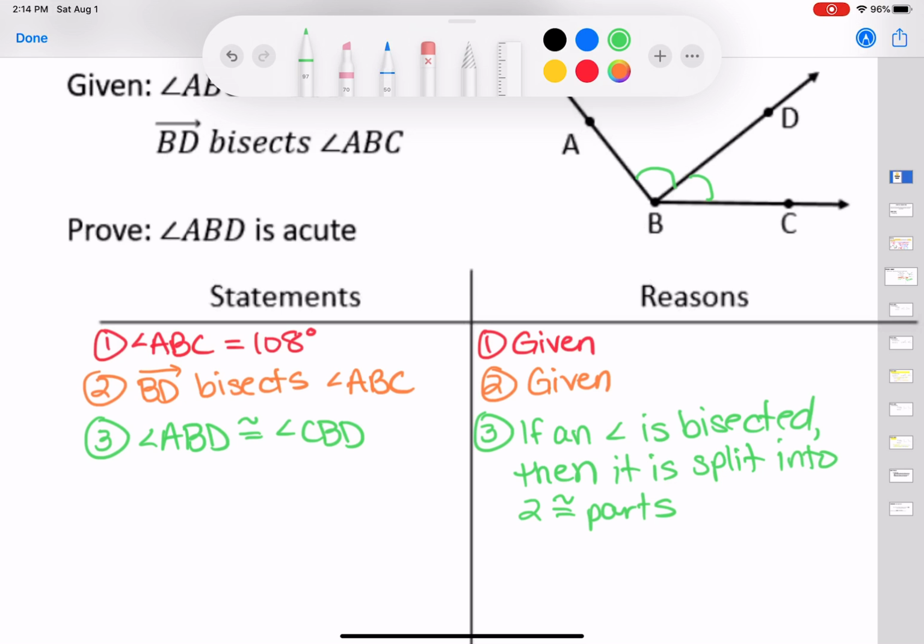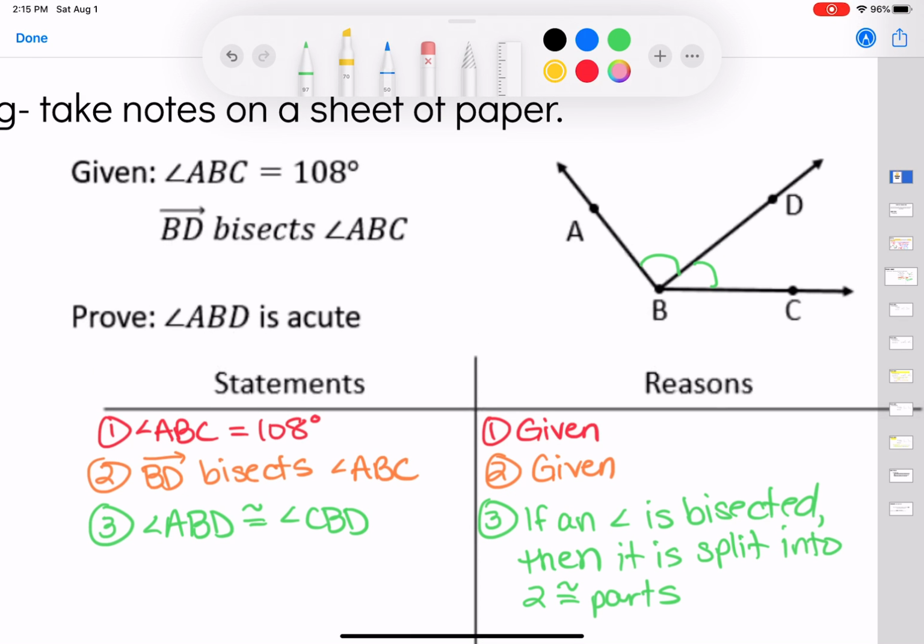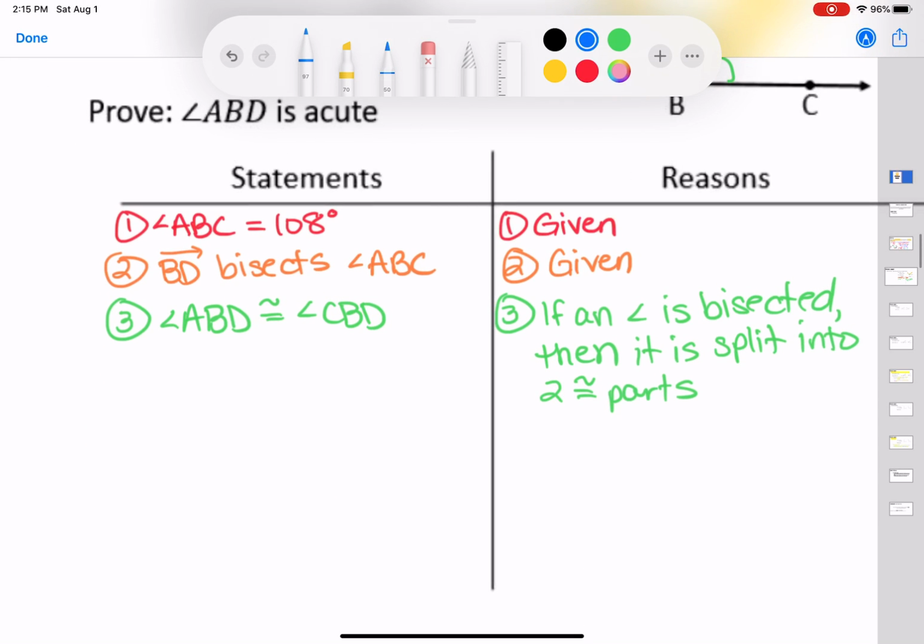Now, what is my goal for this proof? I should have probably said that at the beginning. My goal is to say that angle ABD is an acute angle. Well, I know that the big angle ABC is 108. I know that it's bisected, which means that those 2 parts are congruent. So that means it's split in half, right? So my next step would be step 4, angle ABD equals, let's see, half of 108 is 54 degrees.